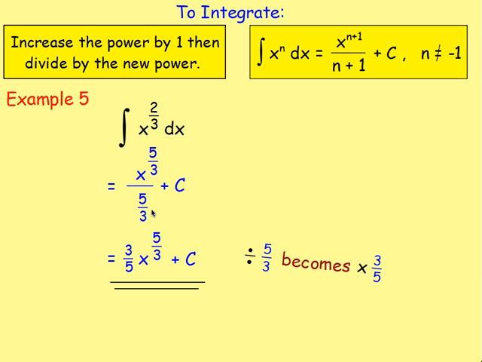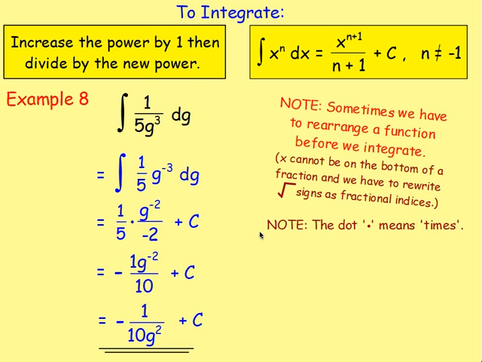So dividing by 5 over 3 is the same as timesing by 3 over 5, so you can just stick that to the side, and that would be your answer with your plus c. You got it. Other examples. This one here, example 8.